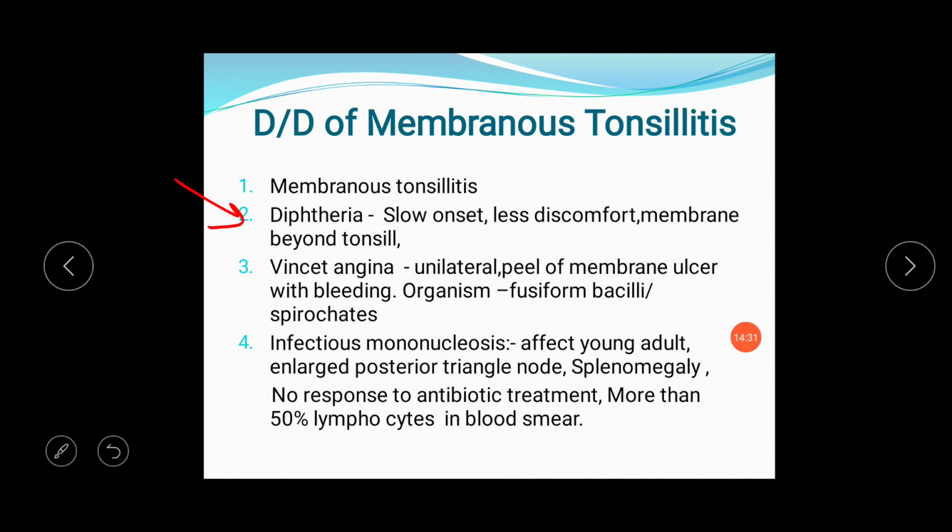Infectious mononucleosis usually affects the young adult and affects our immune system. There will be enlarged posterior triangle nodes with splenomegaly. This enlarged or infected tonsil will give no response to antibiotic treatment, and on doing a CBC there will be more than 50% lymphocytes in the blood.